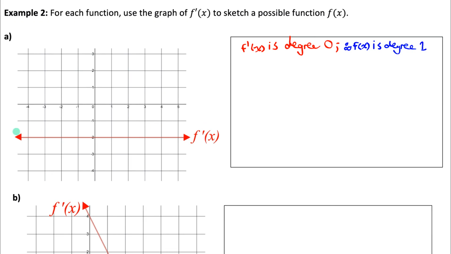Now, what do we know about this derivative? This derivative, its y values are always -2. It's never changing.